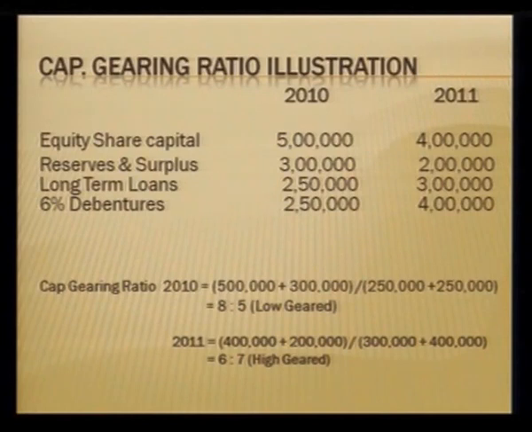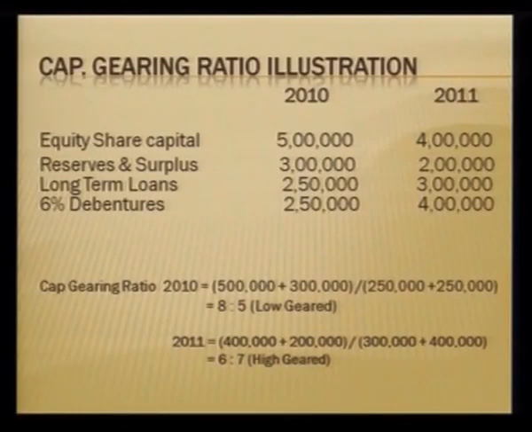In comparison to 2010, the ratio was 8:5. Now, it is 6:7. So, in 2010, the firm is referred to as low geared because the ratio of equity was greater than the fixed debts. And in the year 2011, the case becomes just the opposite. It turns out to be highly geared, 6:7, where debt exceeds the shareholders' fund.